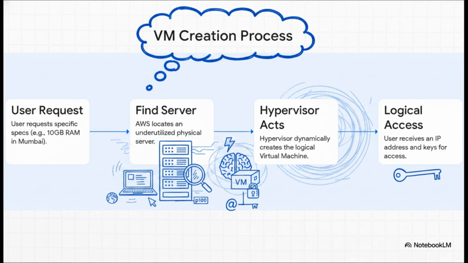Say, step 1, you log into Amazon Web Services and request a server. You want 10 gigabytes of RAM and you want it located in Mumbai. Step 2, AWS scans its massive warehouse of server racks and finds an underutilized physical server, let's call it server P100, that happens to have that exact amount of spare capacity. Step 3, the hypervisor on server P100 gets the command and dynamically spins up that logical virtual machine on the spot. And finally, step 4, AWS shoots you over an IP address and your security keys. Just like that, you have a computer ready to rock in Mumbai.